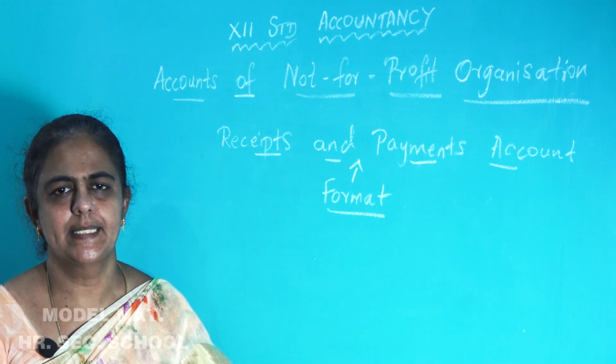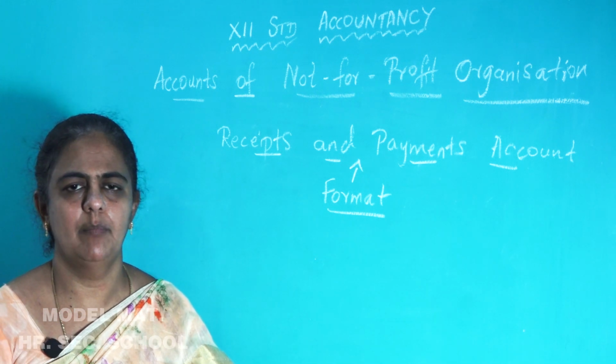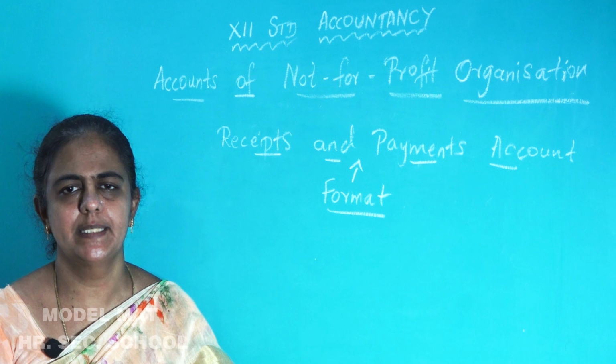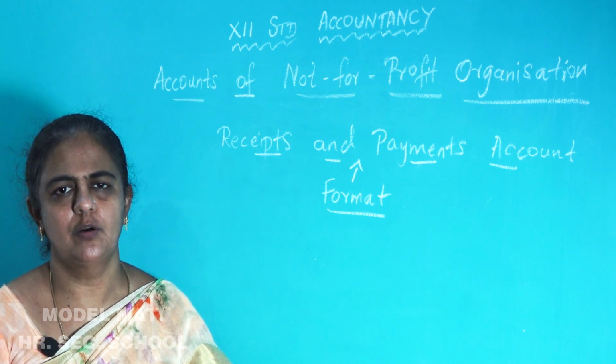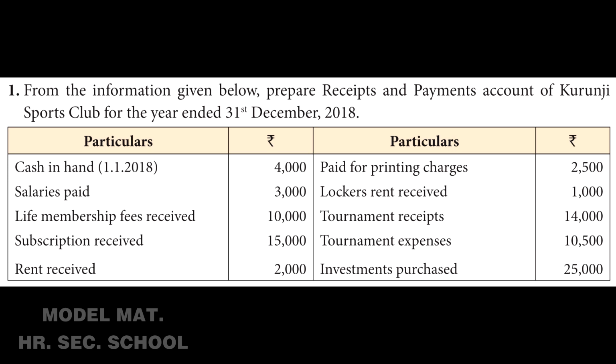Next we will go to question number 1, exercise sums, from your textbook, page number 71. From the information given below, prepare the receipts and payments account of Kurunji Sports Club for the year ended 31st December 2018. Cash in hand on 1/1/2018 4,000, salaries paid 3,000, life membership fees received 10,000, subscription receipt 15,000, rent received 2,000, paid for printing charges 2,500, locker rent received 1,000, tournament receipts 14,000, tournament expenses 10,500, investments purchased 25,000.